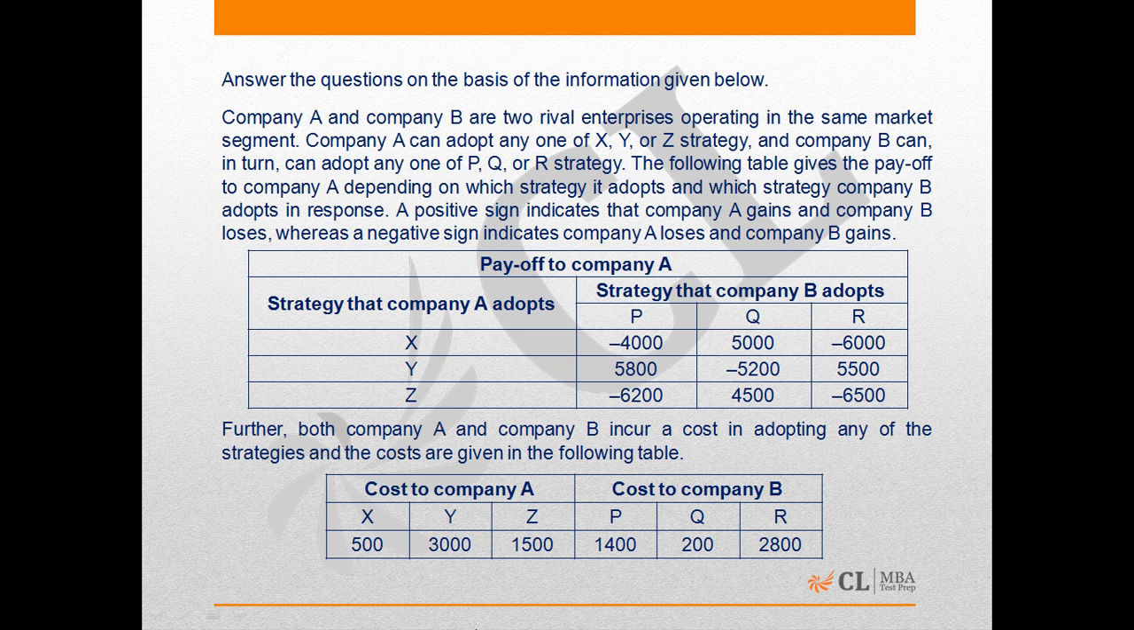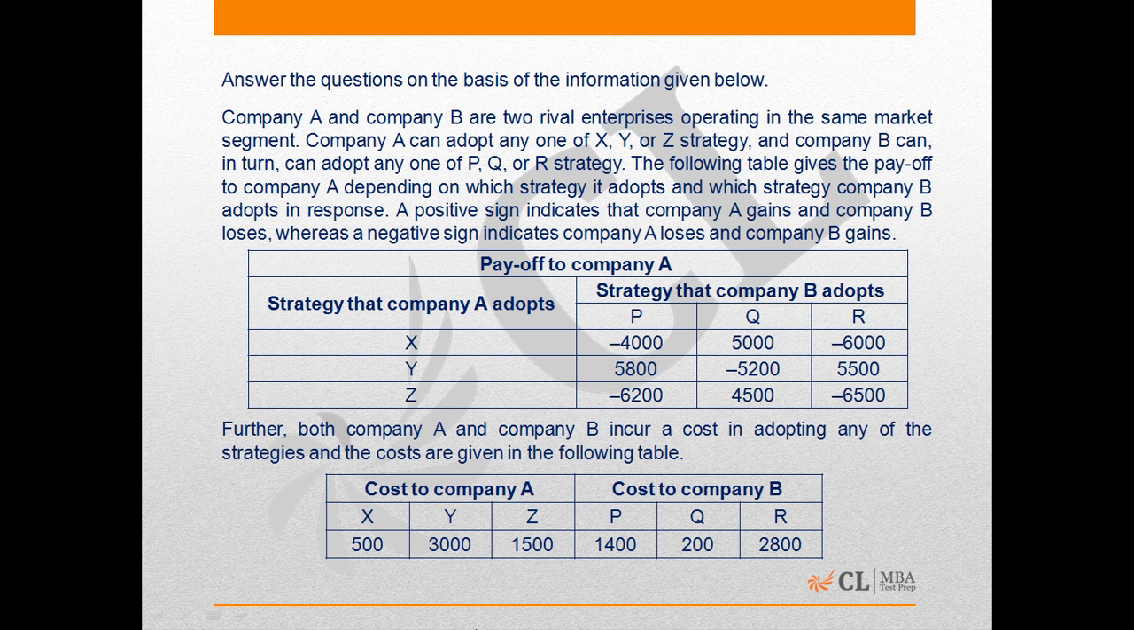Here it is given that Company A and Company B are two rival enterprises operating in the same market segment. Company A can adopt any one of X, Y or Z strategy, and Company B can in turn adopt any one of P, Q or R strategy. The following table gives the payoff to Company A depending on which strategy it adopts and which strategy Company B adopts in response. A positive sign indicates that Company A gains and Company B loses, whereas a negative sign indicates Company A loses and Company B gains.